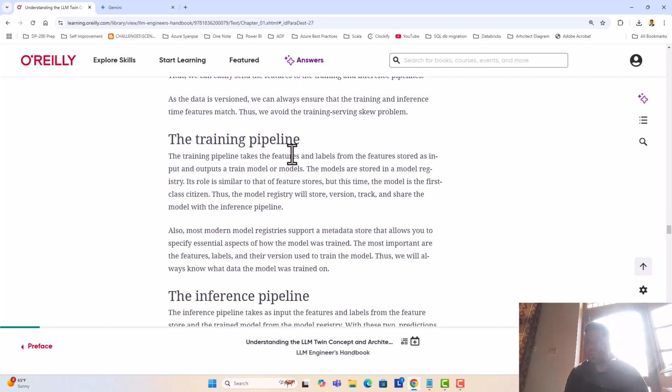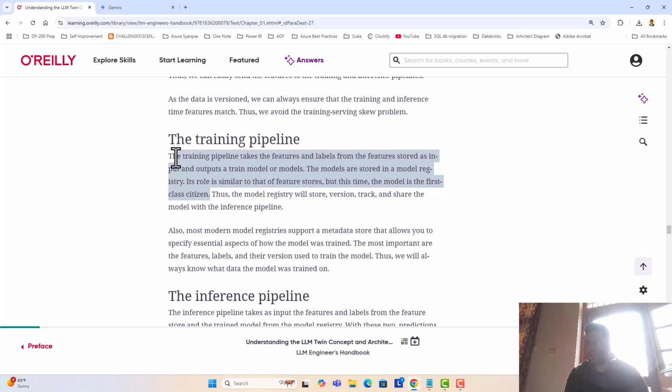The training pipeline takes the features and labels from the feature store as an input and outputs a trained model or models. The models are stored in a model registry. Its role is similar to that of feature stores, but this time the model is the first class citizen. Thus, the model registry will store, version, track, and share the model with the inference pipeline.